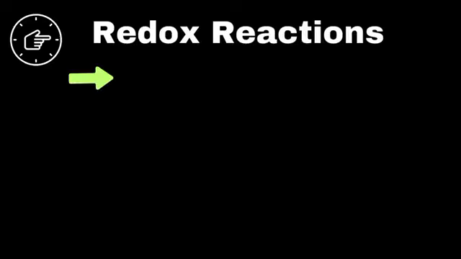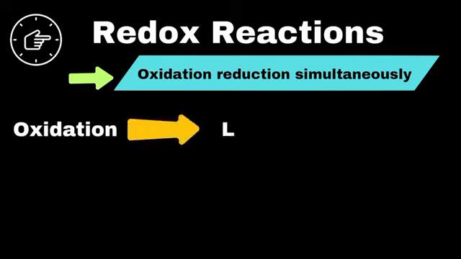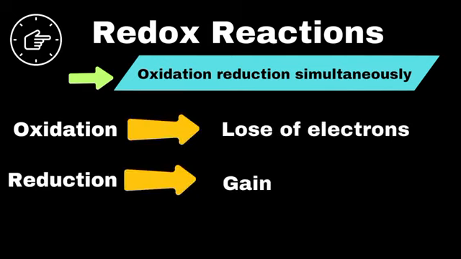Now, it's time to cover redox reactions. Redox reactions are chemical reactions where oxidation and reduction happen simultaneously. Oxidation refers to the loss of electrons or the gain of oxygen, while reduction refers to the gain of electrons or the loss of oxygen.